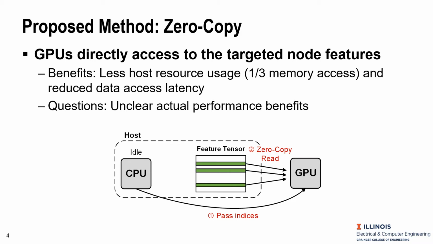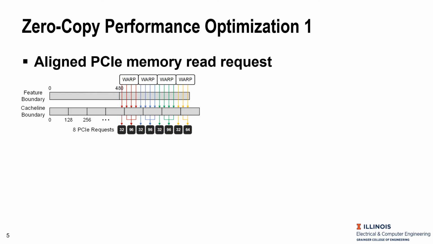Yet, we still need to do some optimizations to make the zero-copy truly performant in practice. From this slide, we'll explain several zero-copy access optimization techniques that we applied to further improve the benefit of using zero-copy access for GCN training. The first optimization is aligned memory access over PCIe. When accessing certain node features which are not aligned to the GPU cache line, the zero-copy accesses can be broken down into smaller PCIe requests.